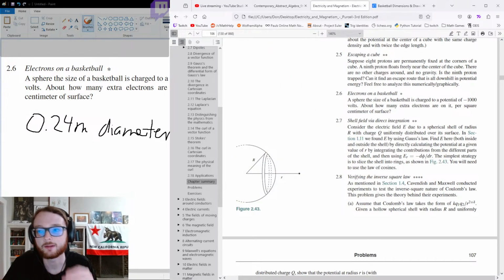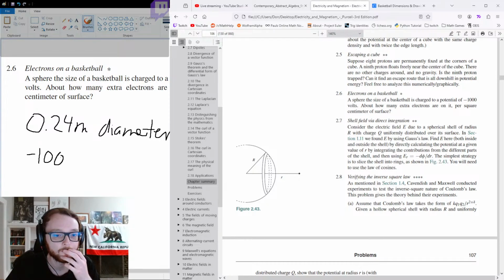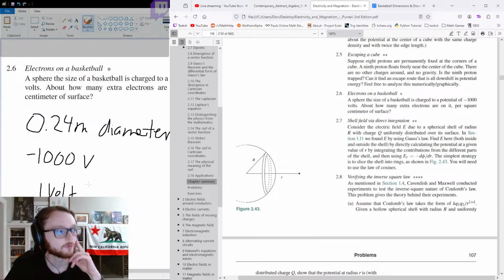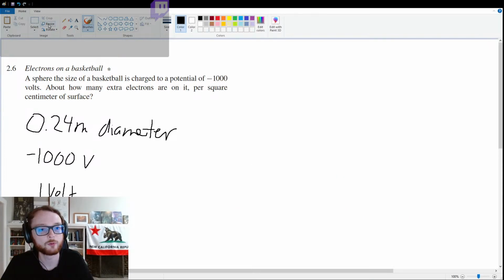We know it has negative 1,000 volts. And a volt, I have to scroll around the view. Maybe I don't need to find the formula book. Maybe I can work it out just from the units.